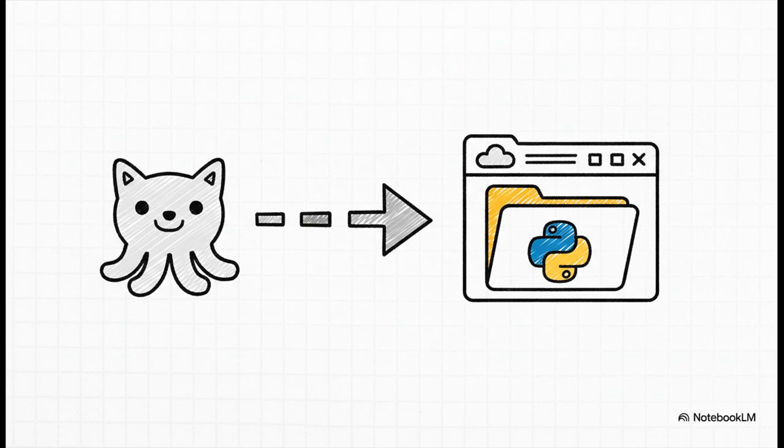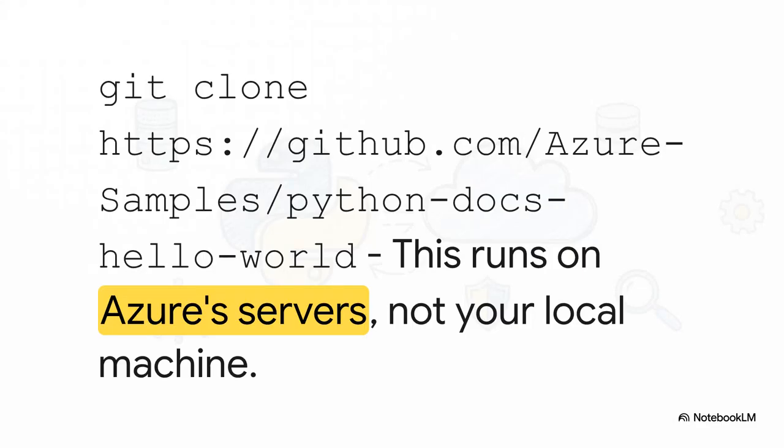First things first, we need some code to deploy, right? So we're just going to grab a really simple Hello World application. It's written in Flask, which is a popular Python web framework, and we'll pull it straight from GitHub into our Cloud Shell. Now, this is a really key point. This command is not running on your laptop. Not at all. You're actually telling Azure's computers to download this code onto their storage, which you're just accessing through your browser. It creates this perfect, self-contained little bubble for us to work in.